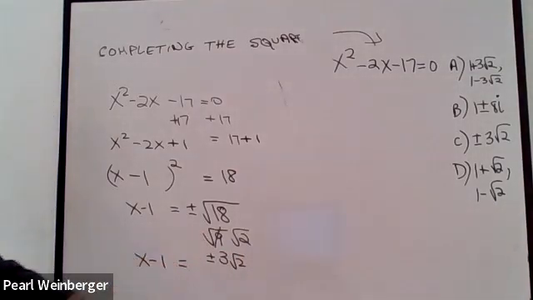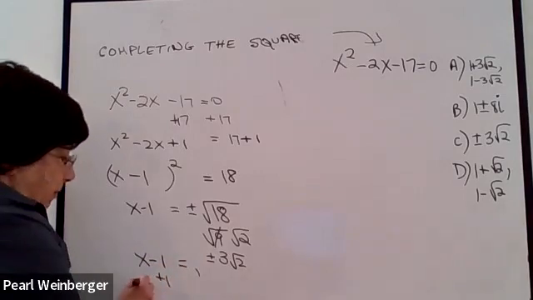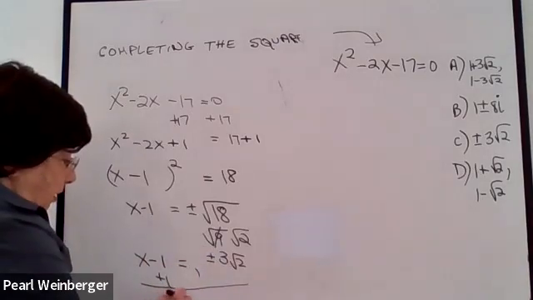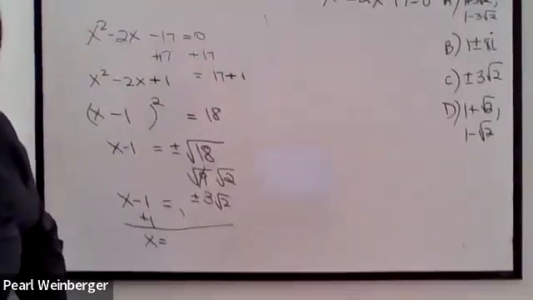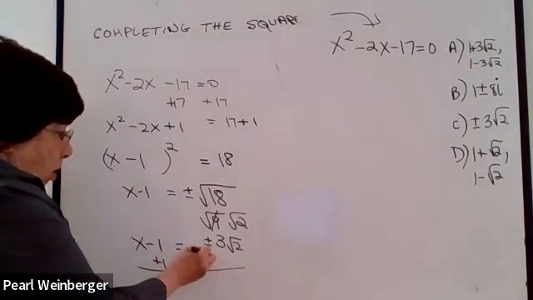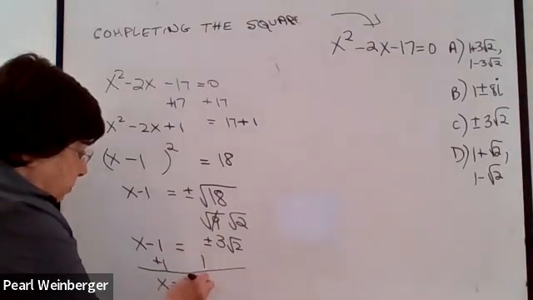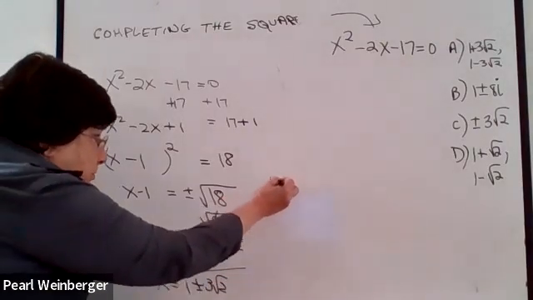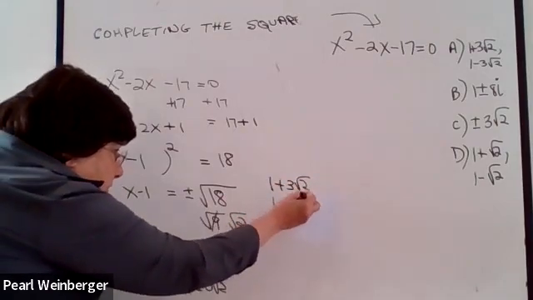Don't forget that plus or minus. And now we'll add 1 to both sides. So that my answer in the end is x equals 1 plus or minus 3 radical 2, which means 1 plus 3 radical 2 is one answer, and 1 minus 3 radical 2 is the other answer.